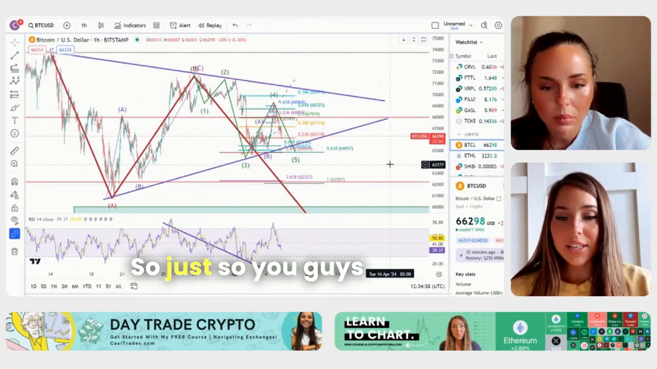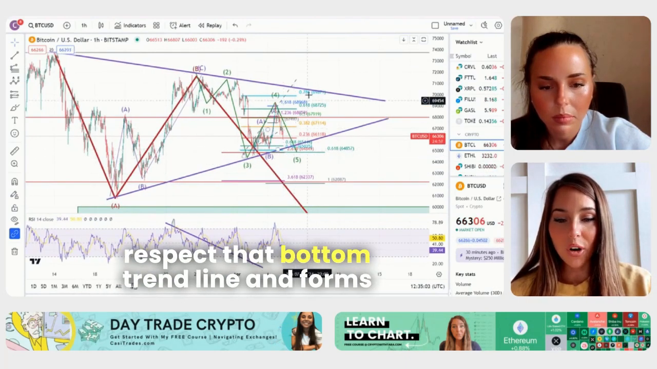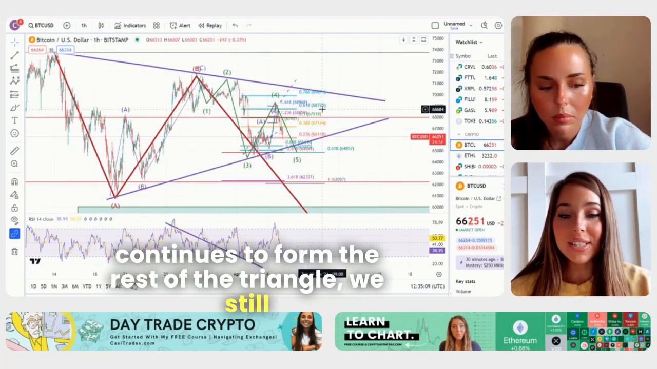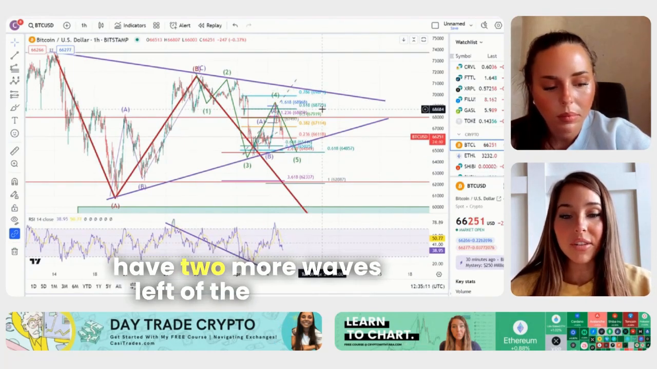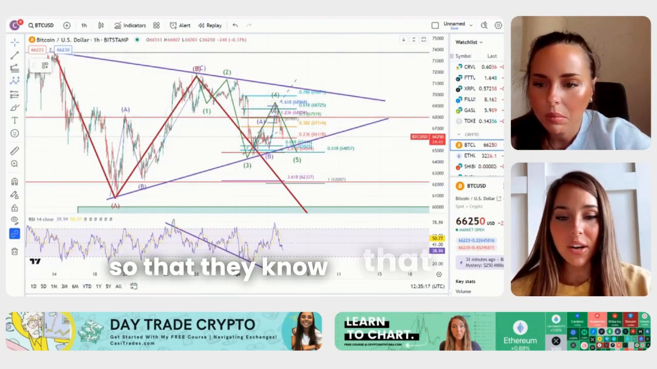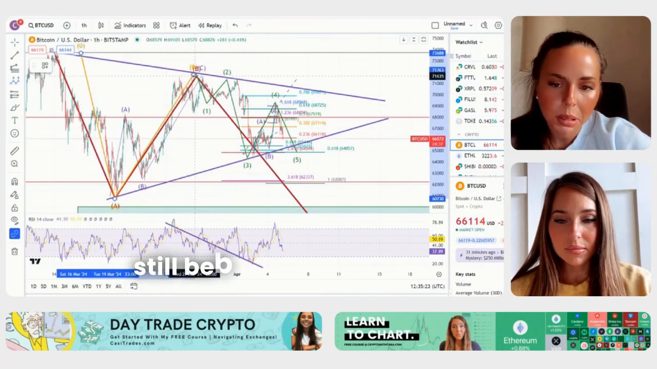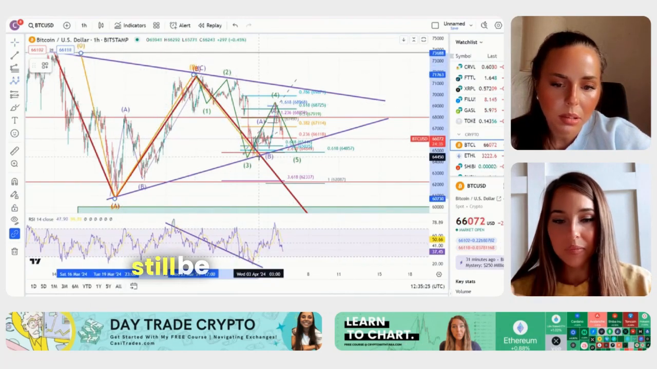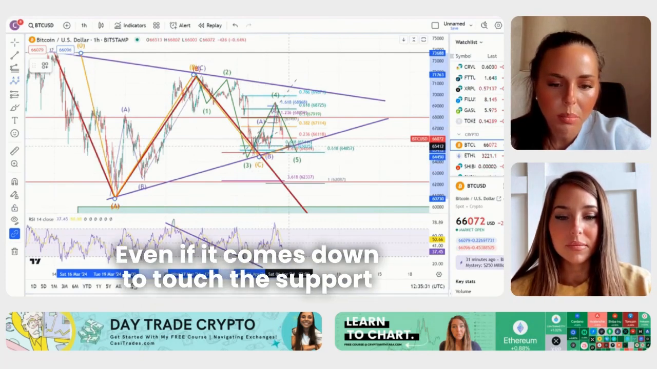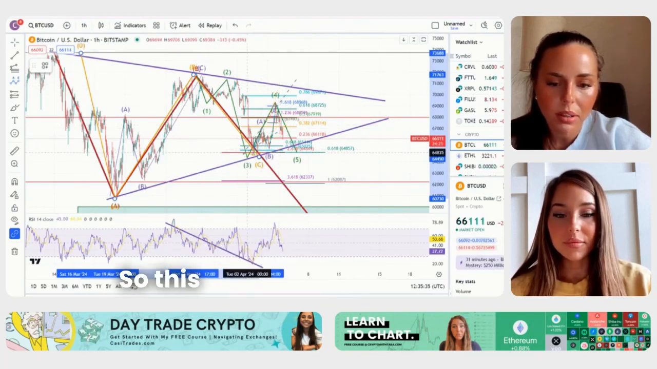So just so you guys know, if this does still respect that bottom trend line and forms that wave C and continues to form the rest of the triangle, we still have 2 more waves left of the triangle. So Cass, maybe you can show that in the triangle so that they know that we're not done yet. Okay, so it would still be A, would still be B, like we've been seeing, would still be C, like we're tracking now. Even if it comes down to touch this support again, it's still C because it hasn't made its way back up. So this is our C wave.